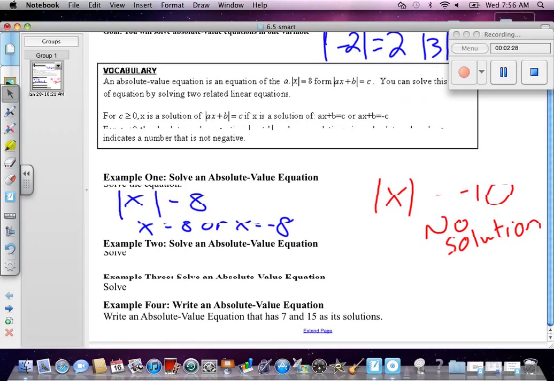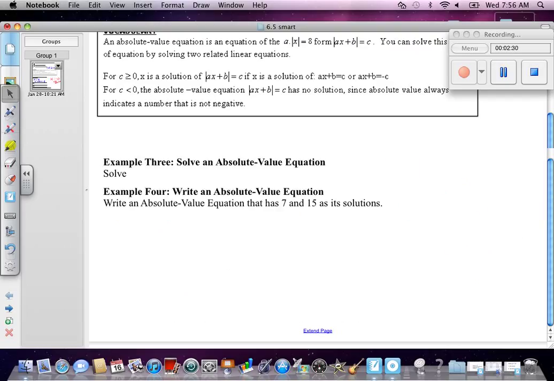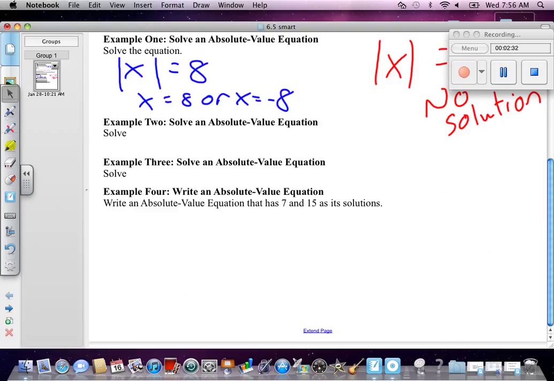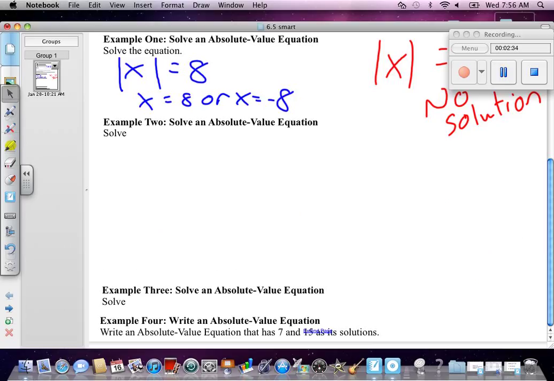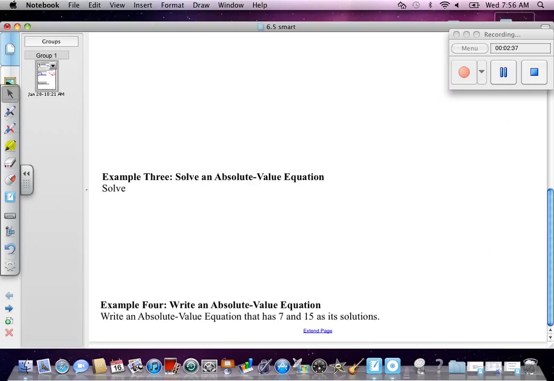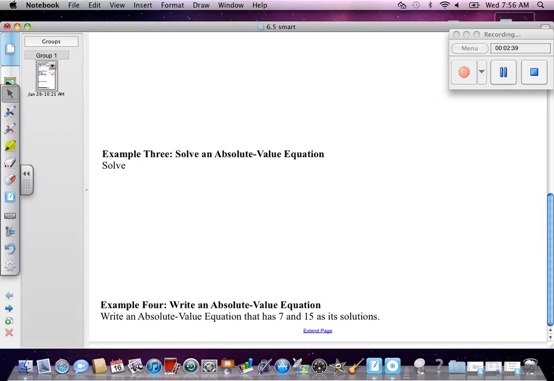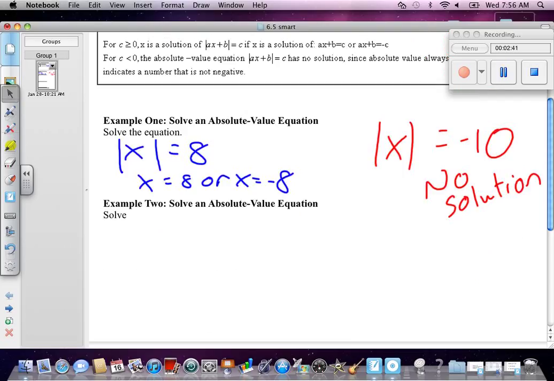There is no number you can stick in for the absolute value of x that will come out with a negative number. So if it ever equals a negative number, there is no solution, because you can never stick a number in there that will come out as negative.